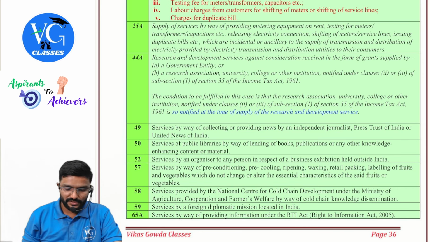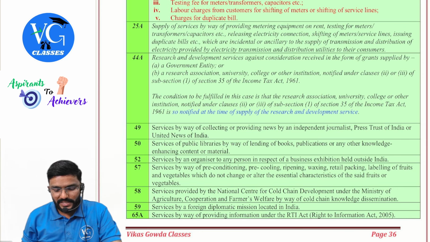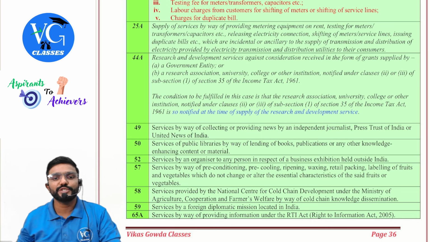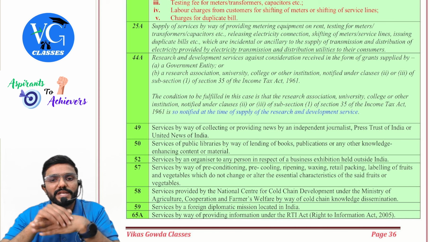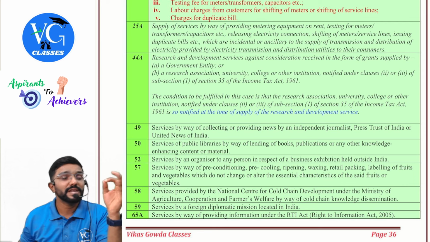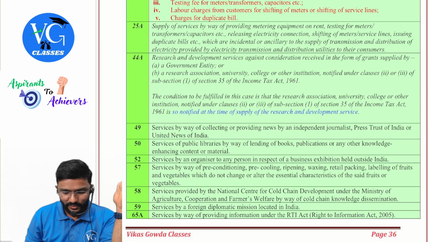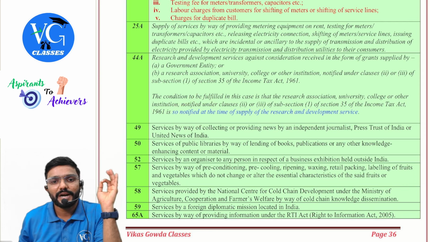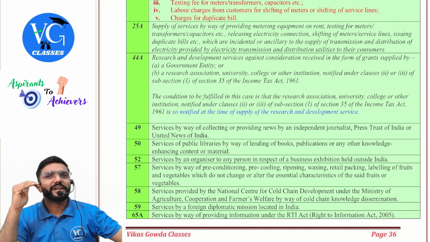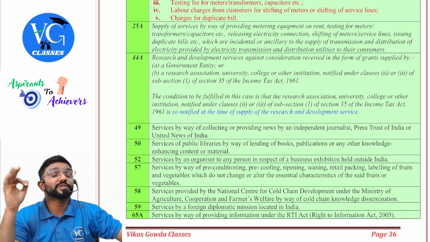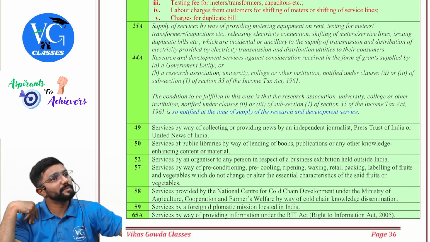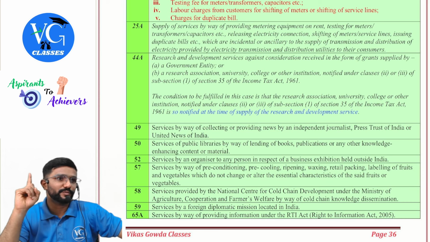The condition to be fulfilled in this case is that the research association, university, college or other institution notified under clause 2 or clause 3 of sub-section 1 of section 35 of the Income Tax Act 1961 is so notified. Notified means approved, at the time of supply of research and development service. Even in income tax we learned, when I am contributing to outsiders, even though it is not related to my business, can I claim it as deduction under section 35 under PGBP? Yes, provided the receiver is approved.